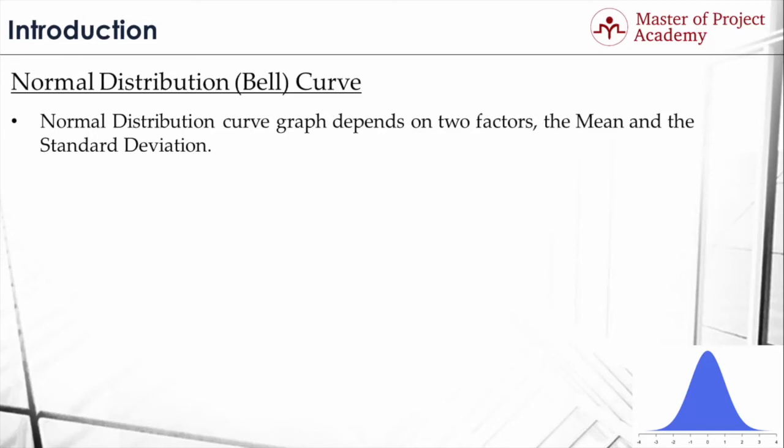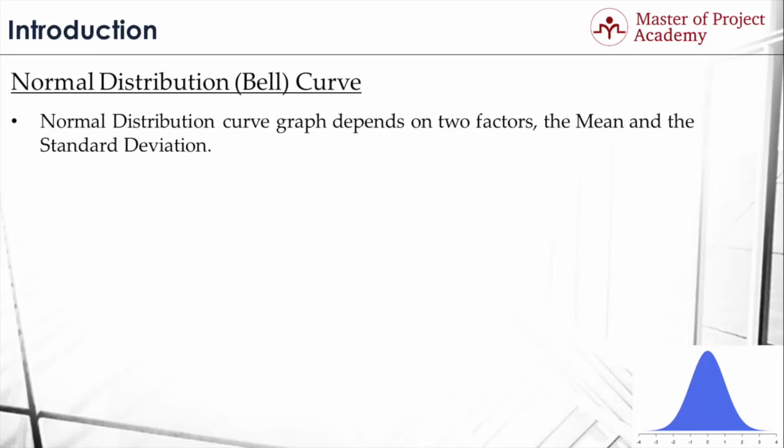Please note that a standard normal distribution has a mean of 0 and a standard deviation of 1. The mean identifies the position of the center, and the standard deviation determines the height and width of the bell. For example, a large standard deviation creates a flat and wide-shaped bell, while a small standard deviation creates a narrow and steeper curve. The rule is simple. The flatter the curve, the higher the variation. The steeper the curve, the lower the variation.